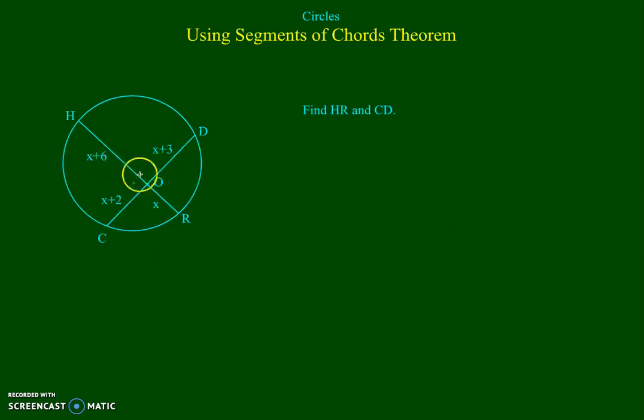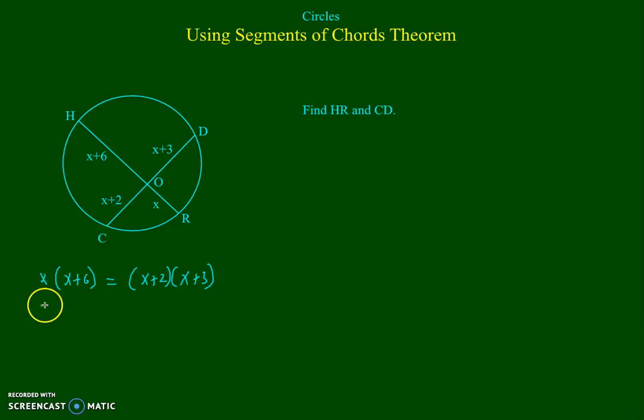Here we're given variables for each one of the segment lengths, and what we're looking for is the length of each chord. So we're looking for HR and CD, which is the length of chord HR and the length of chord CD. The relationship still holds exactly as we had it before. The only difference is we're going to have to do a bit of algebra now. So let's start off with this, and we know that x times x plus 6, so the product of the segments of this chord equals the product of the segments of this chord, x plus 2 times x plus 3.